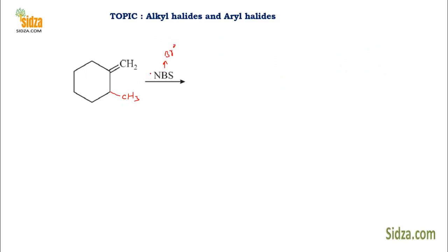Now it has two allylic positions, and the two allylic positions are different. So you have a hydrogen here, and you have hydrogens over here and here.